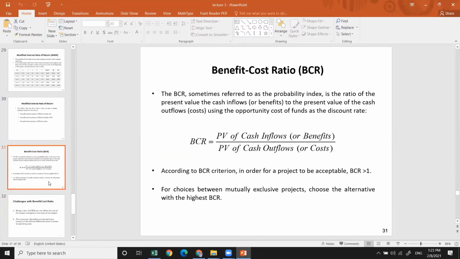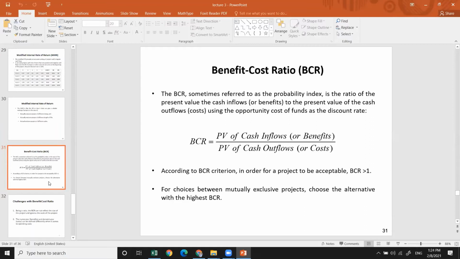Okay, coming to the benefit cost ratio, or in other words, as you have seen in other finance courses, the profitability index. The benefit cost ratio, sometimes referred to as the profitability index, is the ratio of the present value of cash inflows to the present value of the cash outflows, using the opportunity cost of funds as the discount rate.